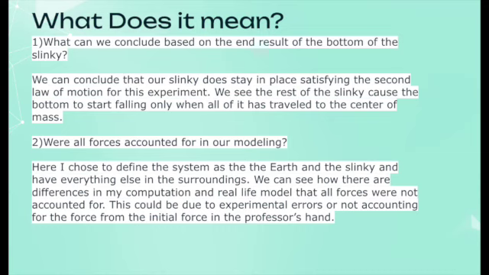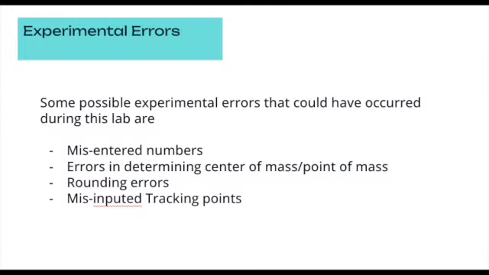the original video. Some experimental errors that could have occurred during this lab are misentered numbers, rounding errors in determining the center of mass and the point of mass, and misinputted tracking points for the Tracker points.